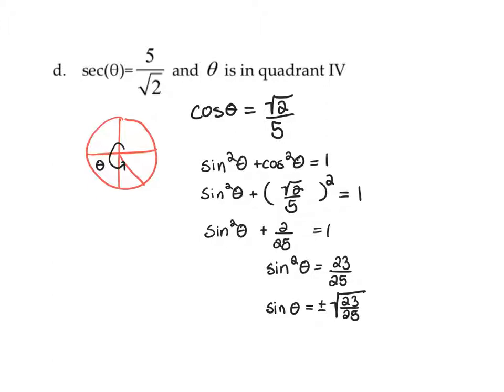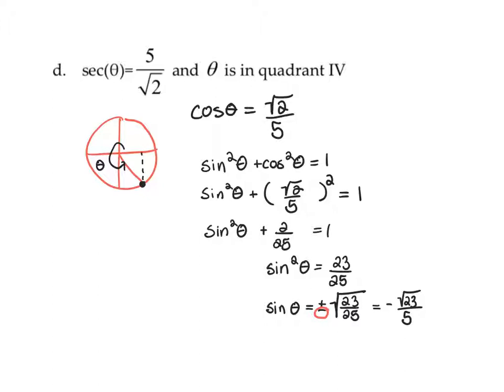Now the reason I drew this picture was so that I could determine where my actual point was, because when I take this plus and minus square root, I actually have to decide. Based on the fact that I'm in quadrant 4, I'm going to choose the negative square root, and I can simplify just a little bit. I don't know what the square root of 23 is, but I do know that the square root of 25 is 5. So now I have the sine value.